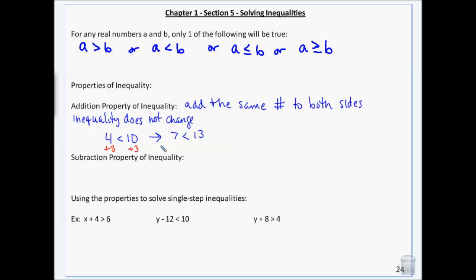So still true. And if I had 9 is greater than negative 2. If I add 4 to both sides, I get 13 and positive 2, it's still greater than. So I can add the same thing to both sides and the truth of the statement does not change. The same is true for subtraction. I can subtract the same number from both sides.